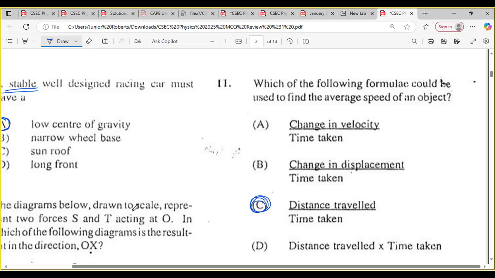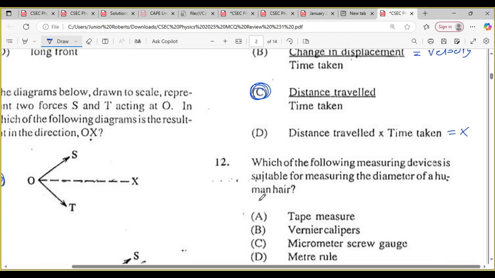Now, as we look at other options, change in velocity over time is for acceleration. Change in displacement over time is for velocity. And distance traveled multiplied by time taken, let's see that now. No quantity is found by this, no quantity that we are aware of. So our answer now is obviously C, so we settle with that.